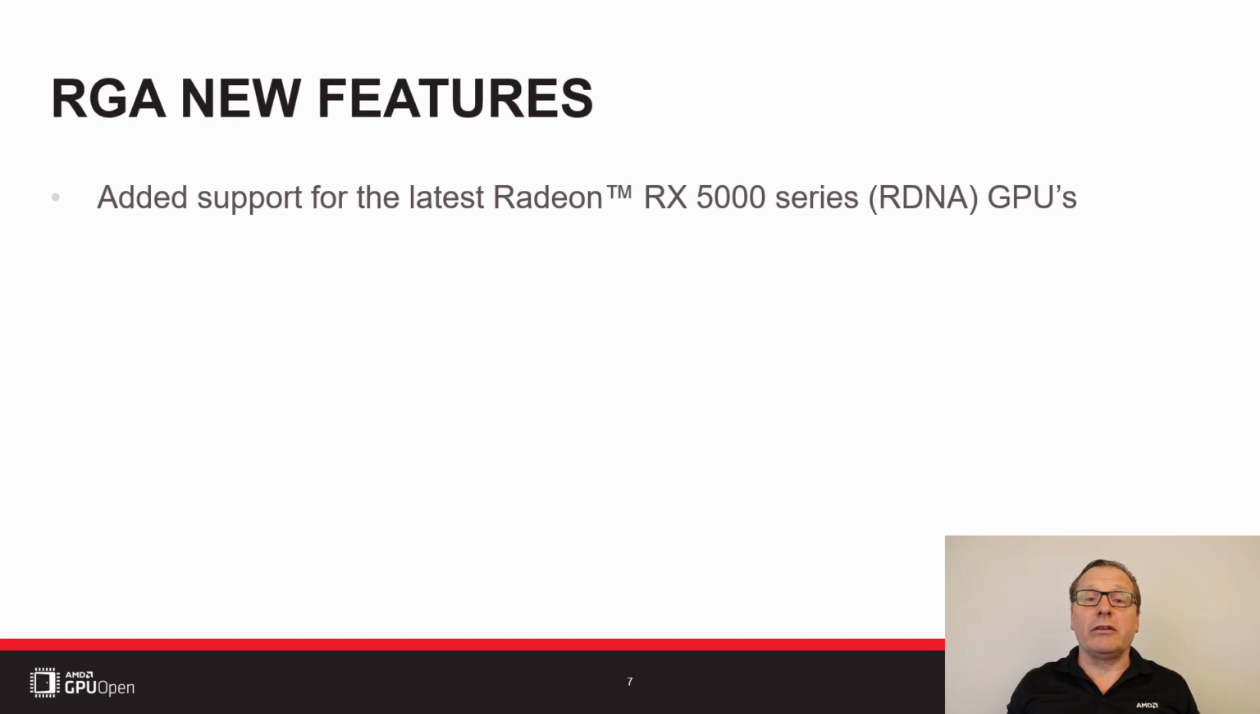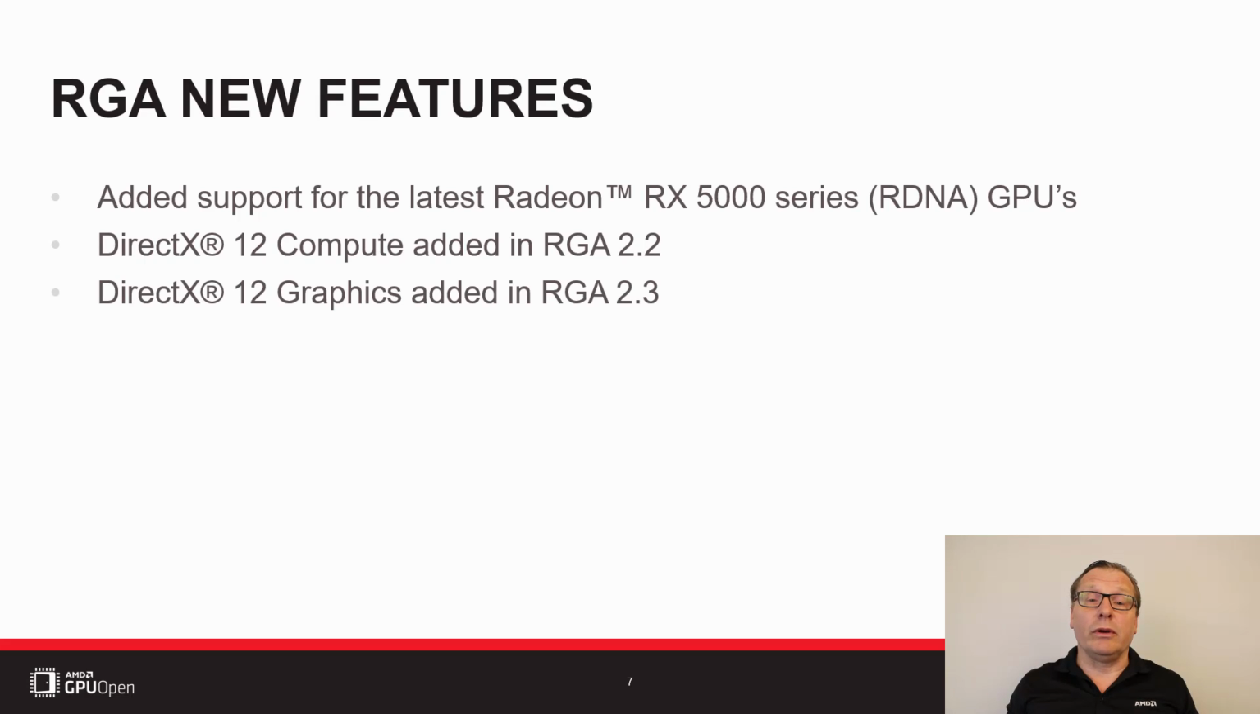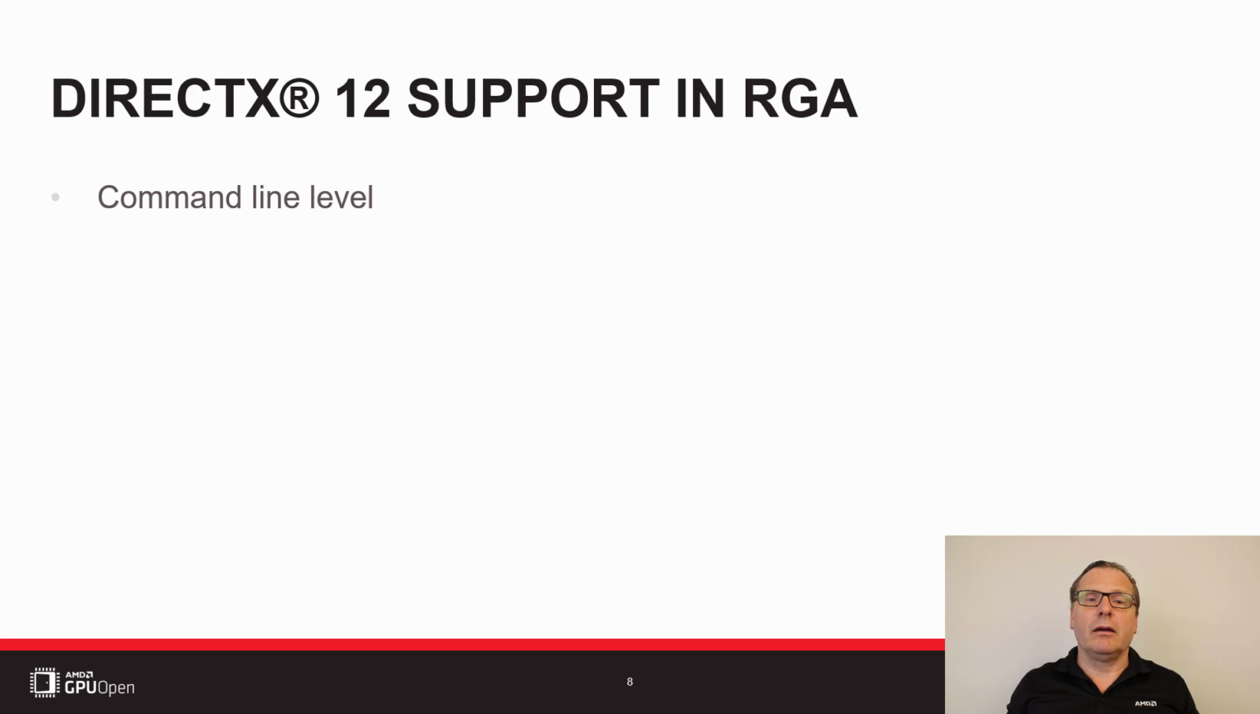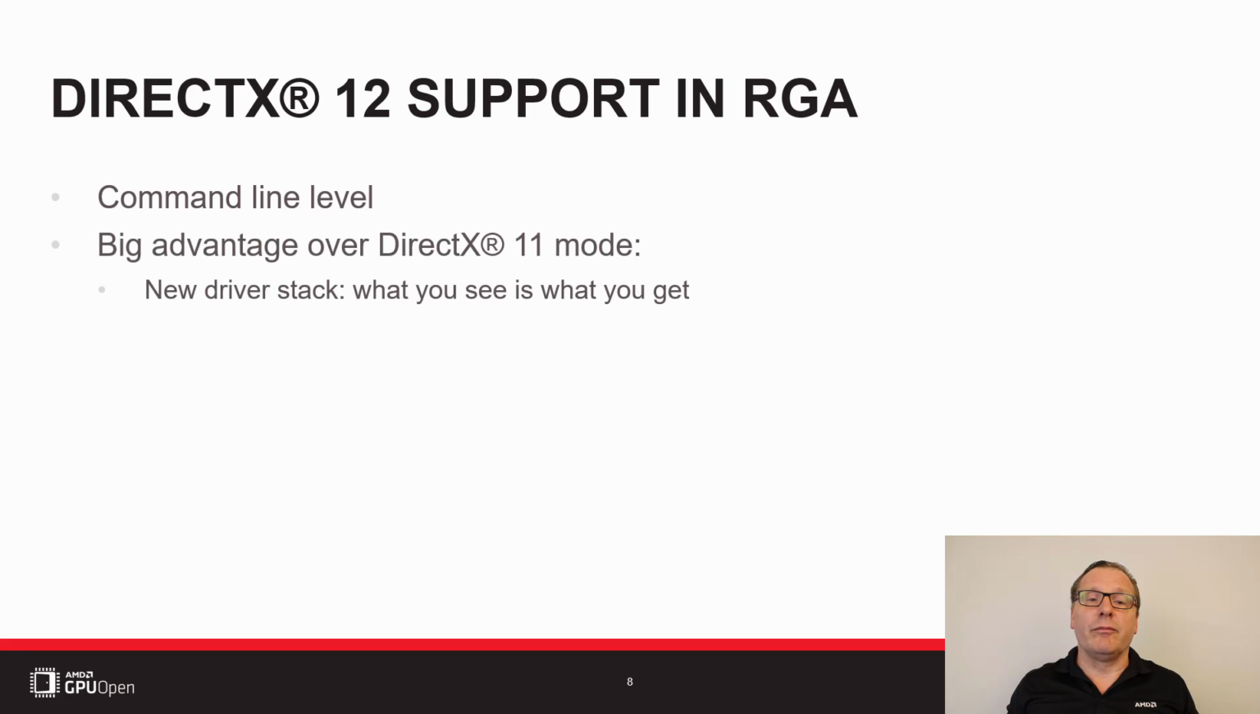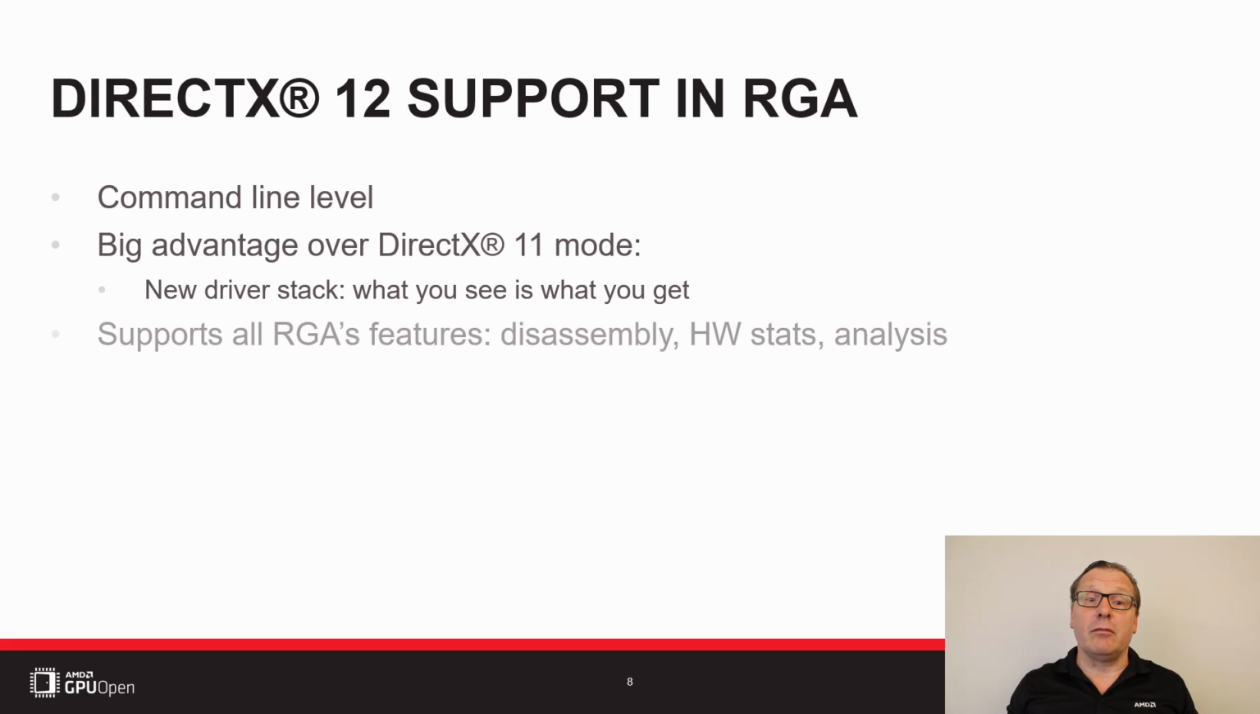In the last year, we extended RGA to support the new RDNA architecture that is used in the Radeon RX 5000 series GPUs. We also extended RGA to support DirectX 12, adding compute support in RGA 2.2 and graphics support in RGA 2.3. In general, DirectX 12 support in RGA is at the command line level. Like RGA's Vulkan support, it is built on top of the new RGA driver stack that provides real-world results, allowing you to make better optimization decisions than before.